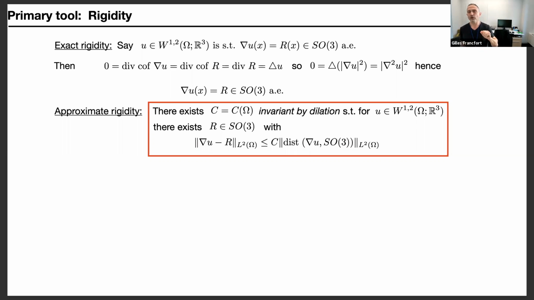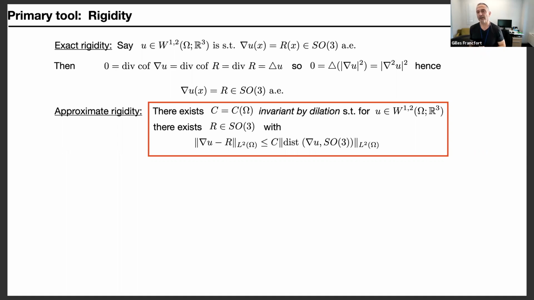Some people call cofactors the adjugate matrix up to a transpose, but okay. For a rotation, the cofactor matrix is itself. So the divergence of this rotation should be 0, but this rotation is gradient of u. So you get that u is harmonic. And because u is harmonic, if you compute the Laplacian of the square norm of the gradient of u, you get 0. No, I'm sorry. That's not it.